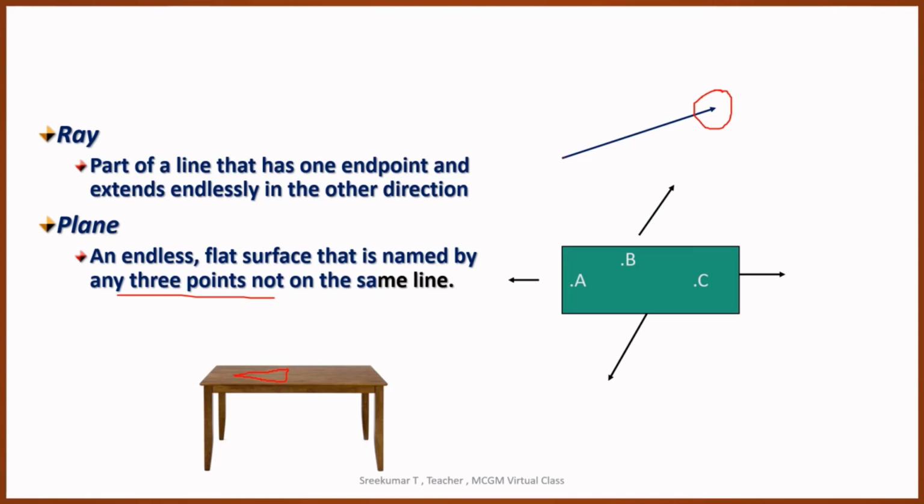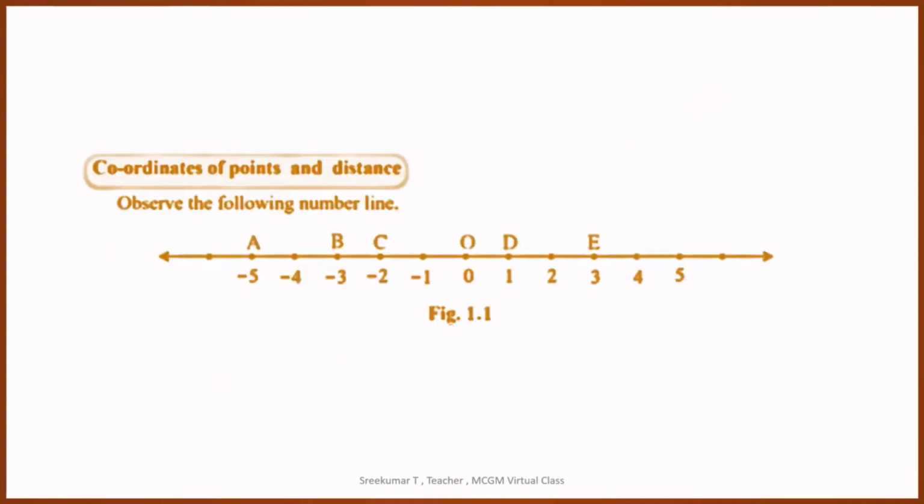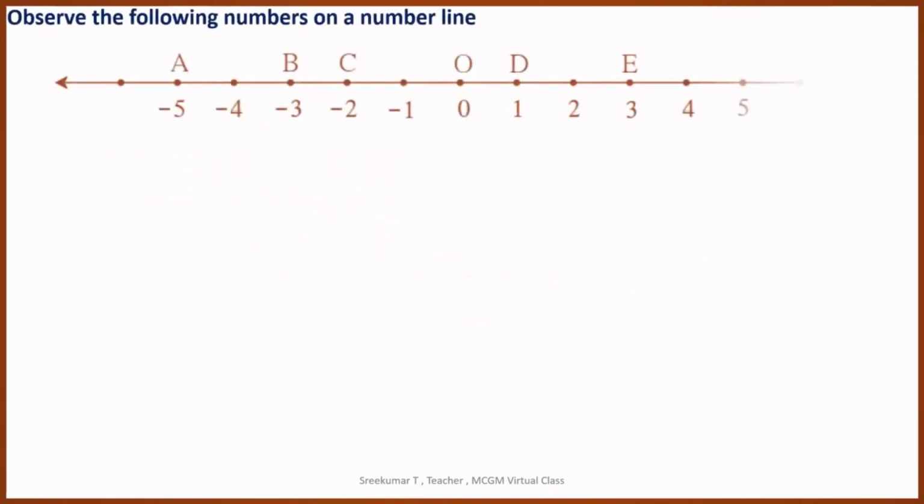Now there is a slightly different thing. You have studied about the number line in class 7. The topic is coordinates of points and distance, a topic which is introduced in your textbook in connection with the number line. Number line extends on both sides, the positive and negative part of the number line, 0 as the center, integers, all these things you have studied in class 7. Using that particular knowledge of the number line, we are trying to understand the concept of coordinates on a number line.